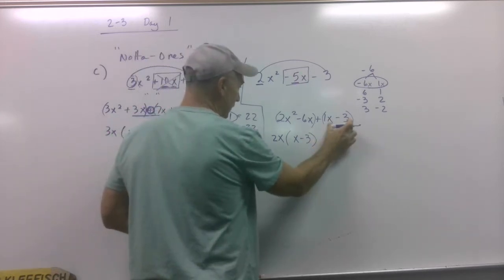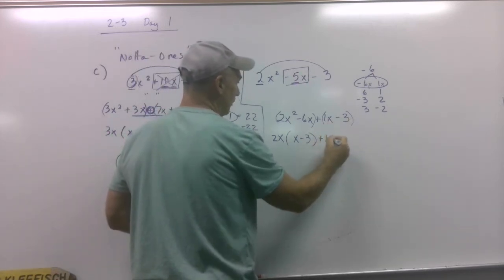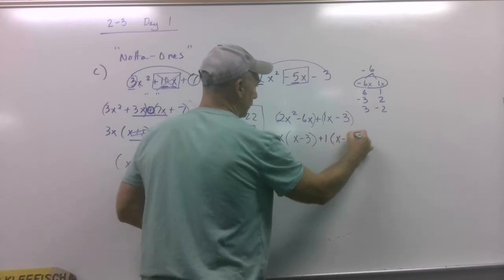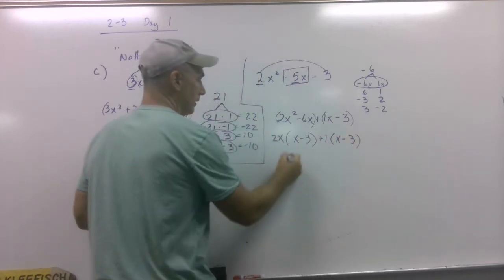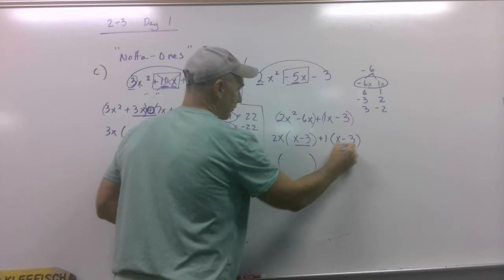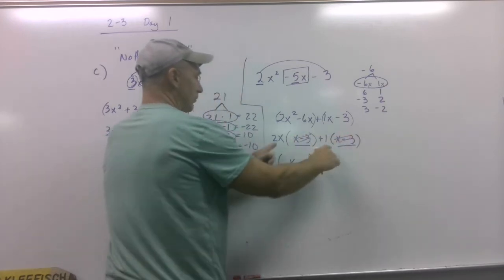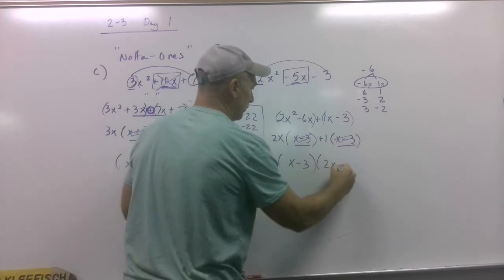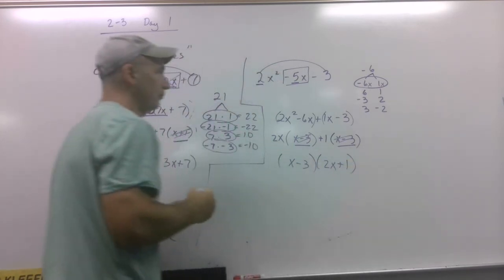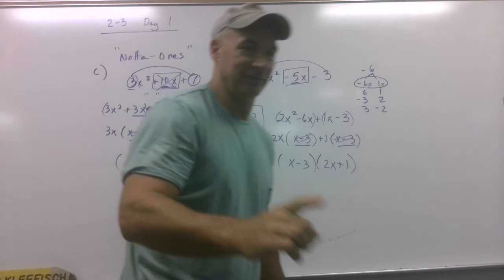Notice there's nothing to take out, but you have to take something out. So I'm going to take a 1 out. I'm left with X minus 3. I have a match, X minus 3's. I put those first. They're gone. I'm left with 2X plus 1. Now pause this a second.